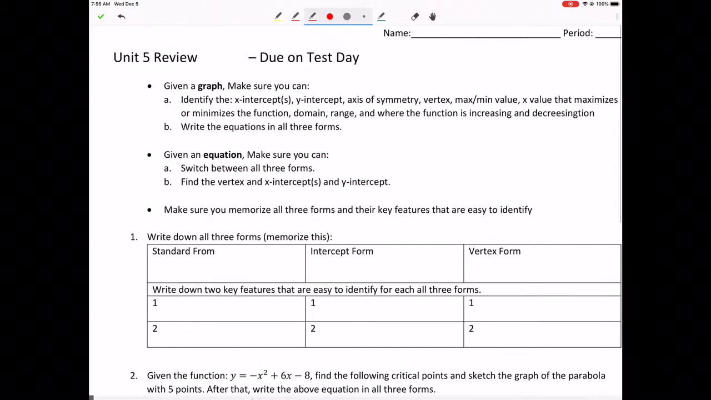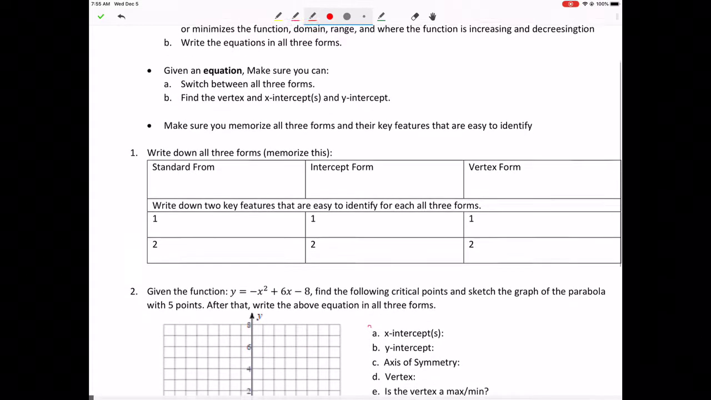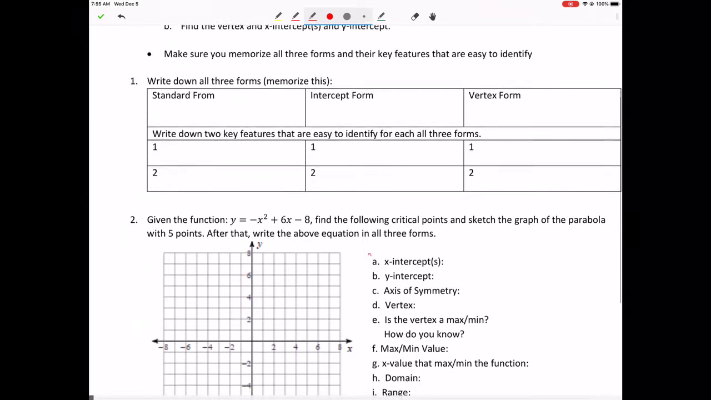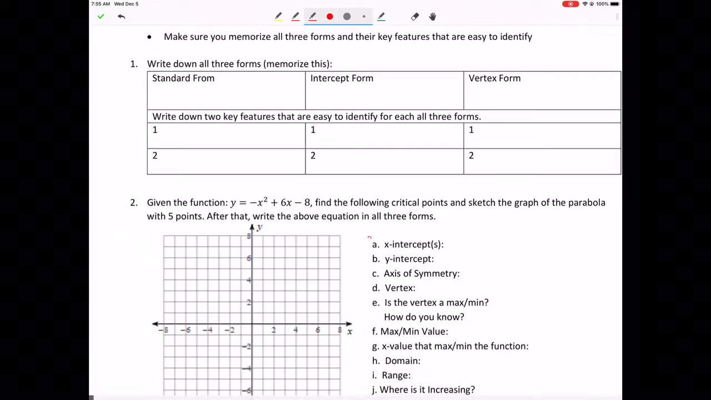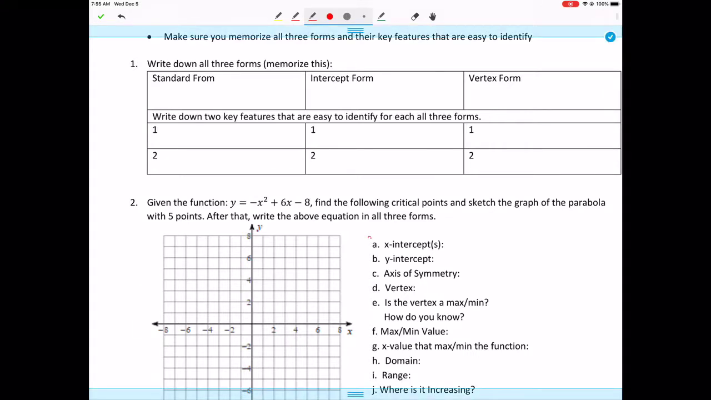So you also need to be able to, given an equation, switch to all three forms and find the vertex and the intercepts. So we'll go over some of these things and make sure you feel comfortable. Number 1, you'll need to write down all 3 forms and find 2 key features for each. All right, so make sure you can memorize these key features.